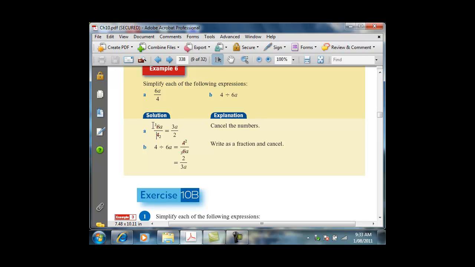So on top, I'm left with 3 and a. So 3 times a is 3a. And in the denominator, I'm just left with 2. So 2 comes there, and our answer is 3a upon 2.